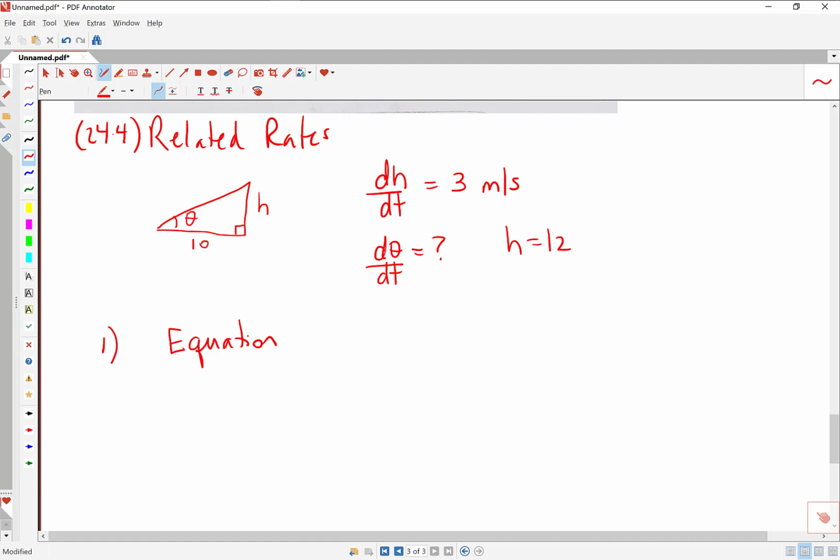So we need some equation that relates h and theta together. Well, you could think about taking the tangent of theta. You could say tan theta is equal to opposite over adjacent, so that would be h over 10. Maybe even better, because down the line we're going to have to be taking derivatives of this, even better would be to say theta equals arctan of h over 10. I would say that's slightly better because then we've got theta isolated on the left side. It's just slightly easier to take the derivative. So let's go with that. So that's an equation that relates theta and h to one another.